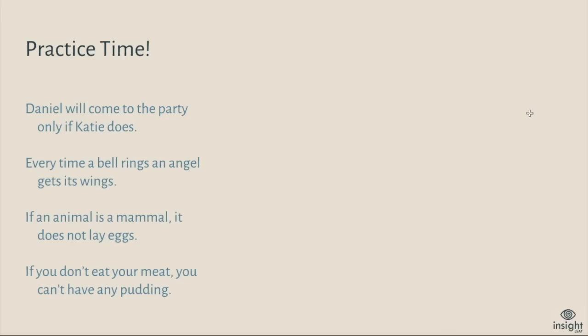I'll do the first one with you only because we didn't yet represent only if in symbolic form, and I want to show you how to do those necessary conditions because they're kind of interesting, kind of different. And after that, I will set you on your way to do the other ones. So let's take a look at this first one. Daniel will come to the party only if Katie does. This is a necessary condition, a conditional that uses only if. And what's the necessary condition? Well, the condition is that Katie has to go to this party or Daniel's not going to, right? It's necessary for Katie to come to the party for Daniel to come also.